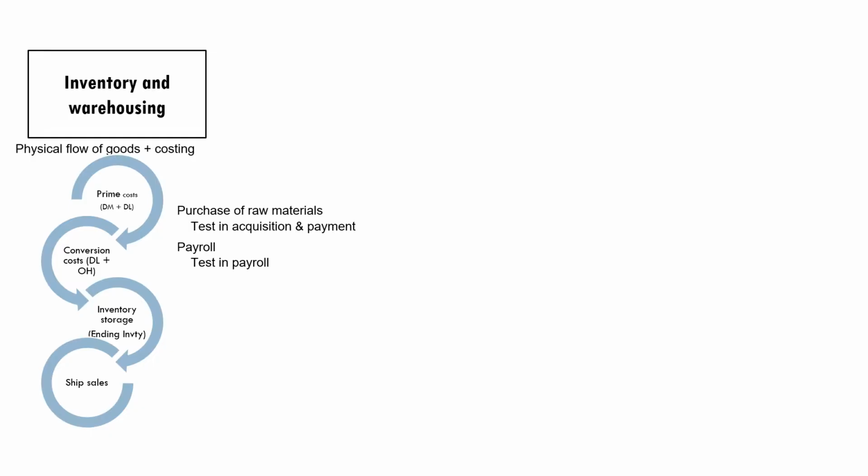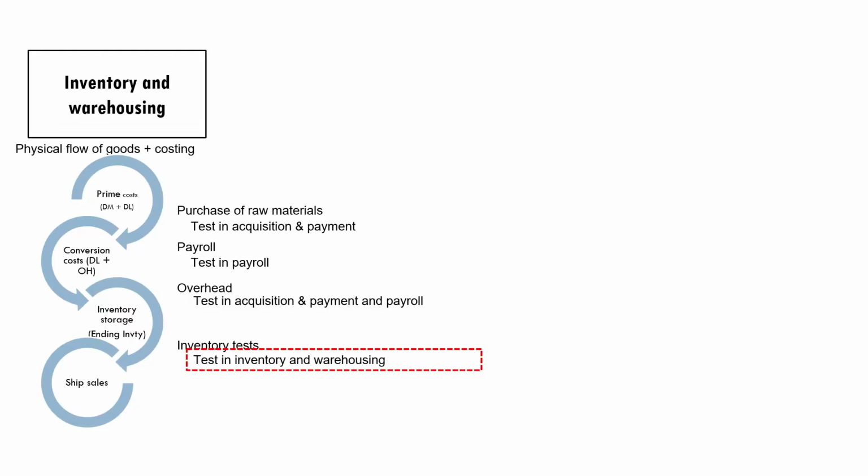Conversion cost, on the other hand, will involve, of course, overhead, which is indirect material and indirect labor. Indirect material will be tested in the acquisition and payment cycle. Indirect labor will, of course, be tested in the payroll cycle. Then we will have inventory storage in the case of finished goods inventory, and this is where our inventory tests would come in. And this is what is unique to the inventory and warehousing cycle. Because when you talk about the shipment of the sales, that will again be tested in the sales and collection cycle.